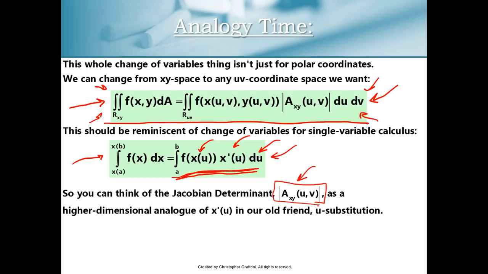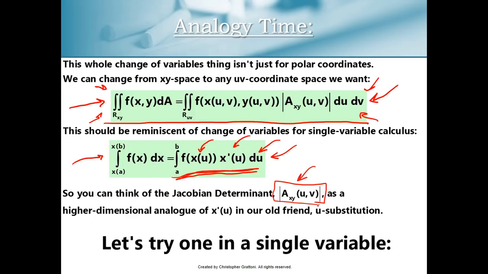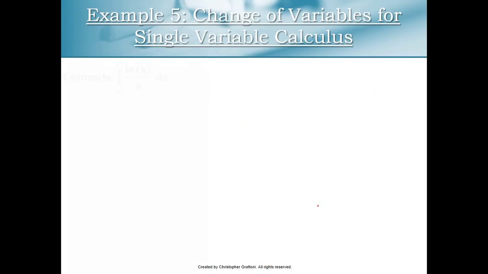It's really just a higher dimensional analog of those little factors that we would have to throw into problems last year when we were doing u substitution. Here's a single variable example. You might like it, you might not, and that's okay, but this might help you see the analogy here.